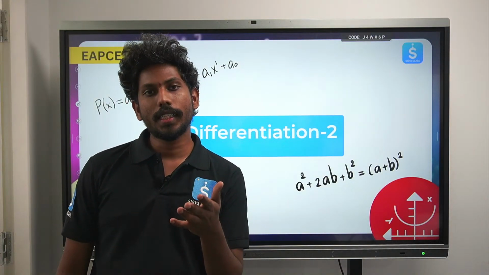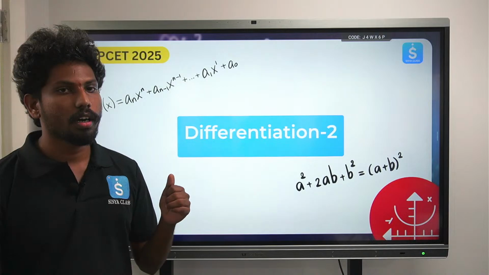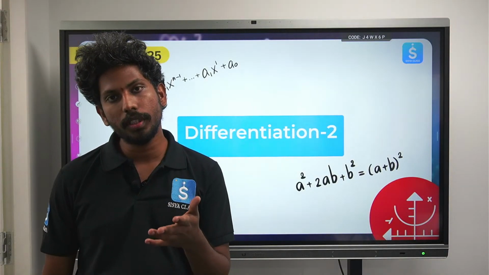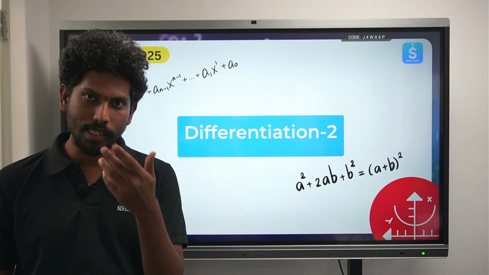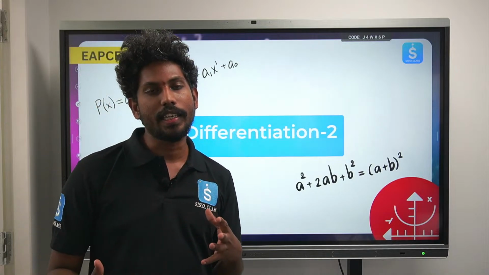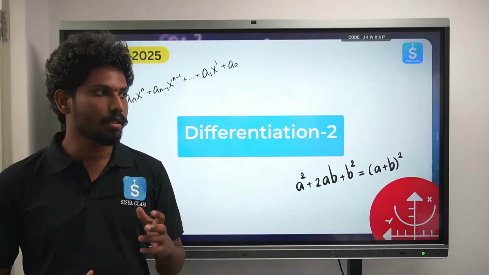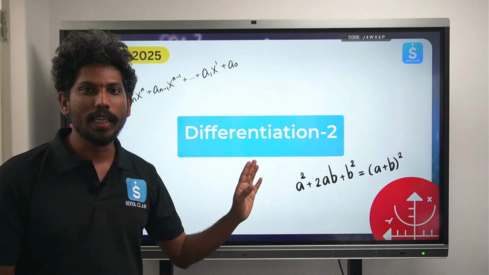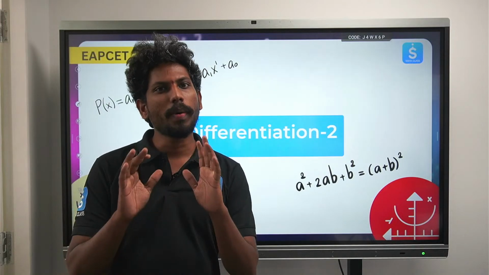Welcome to sisyaclass. Today we are going to have a session on differentiation. In the morning session and the afternoon session, we have discussed differentiation and the techniques in differentiation. But now we'll just have a consequent lecture about differentiation. The sole part is differentiation.